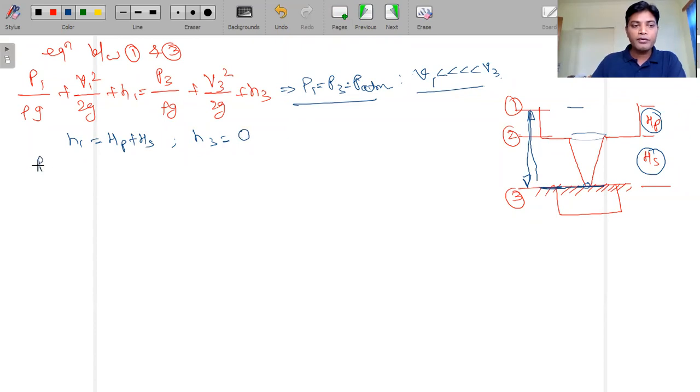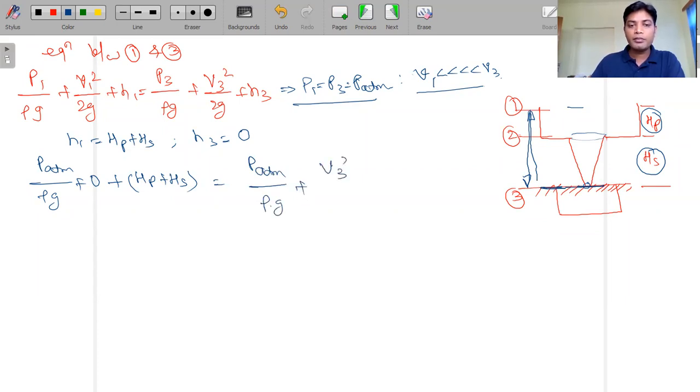Now just put this value into this equation. So this will become P atmospheric by rho g, plus this is eliminated, this is 0. H1 equals Hp plus Hs equals P3, that is atmospheric, P atmospheric by rho g, plus V3 square by 2g plus H3, that is equal to 0. So this is eliminated from both sides. Now V3 is equal to root of 2g into Hp plus Hs.